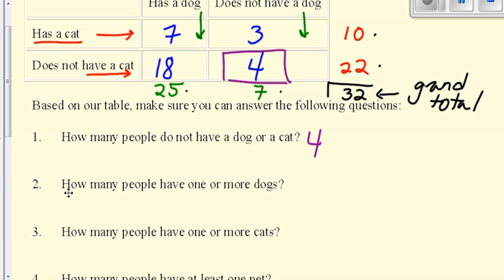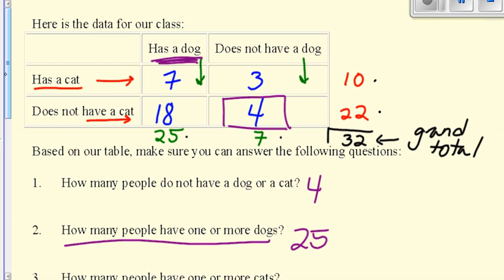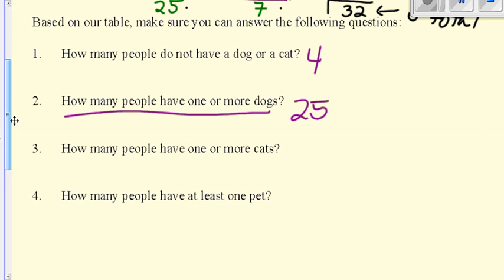The next question is, how many people have 1 or more dogs? So this question does not reference cats at all. It's just a dog-related question. So I'm going to look at my dog total for this column, and I see that there are 25 people who own dogs. How many people have cats? Well, that question doesn't mention dogs at all, so I'm just going to read across in my cat direction here, and I see that there are 10 people who have a cat in their household.